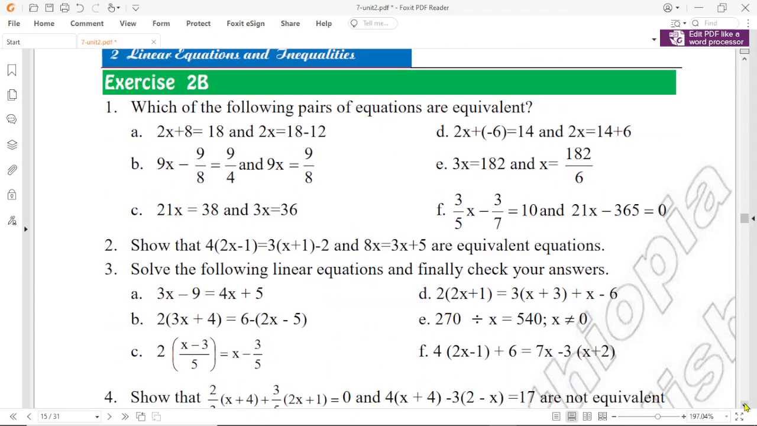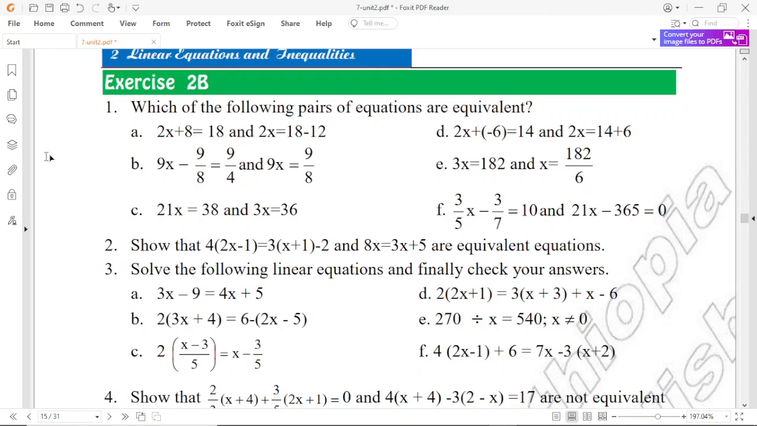Okay, exercise 2b, question number 1: which of the following pairs of equations are equivalent? የትኞቹ ናቸው equivalent የትኞቹ አይደሉም የሚለው። Let's check whether they are equivalent or not.